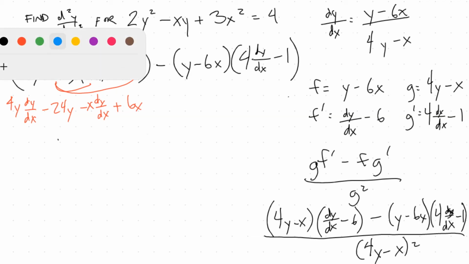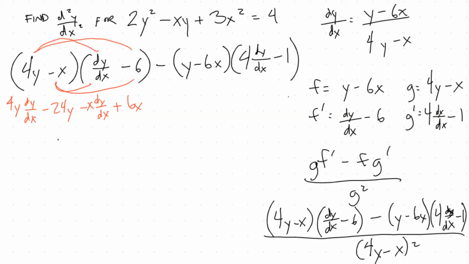And then I'm going to do the same thing over on this side. So the minus I'm going to just bring down, actually, and I'm going to keep this one in parentheses because I know that the negative has to distribute to all those. But I'll handle that in a second. So the y is going to multiply times the 4 dy dx and give us 4y dy dx. The y is going to multiply times the 1, give us minus y.